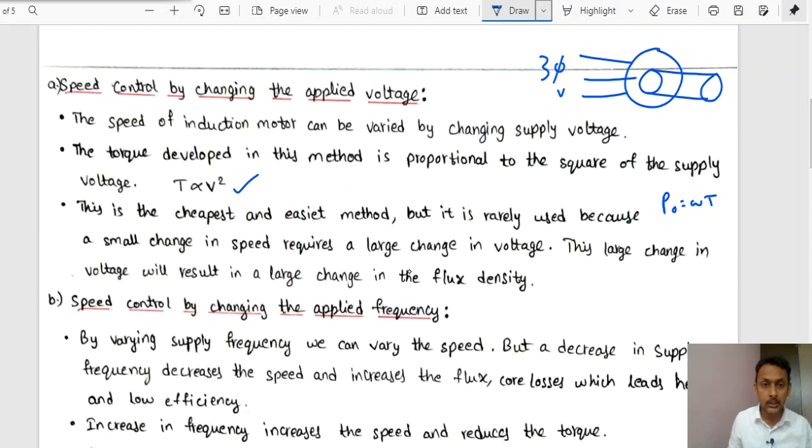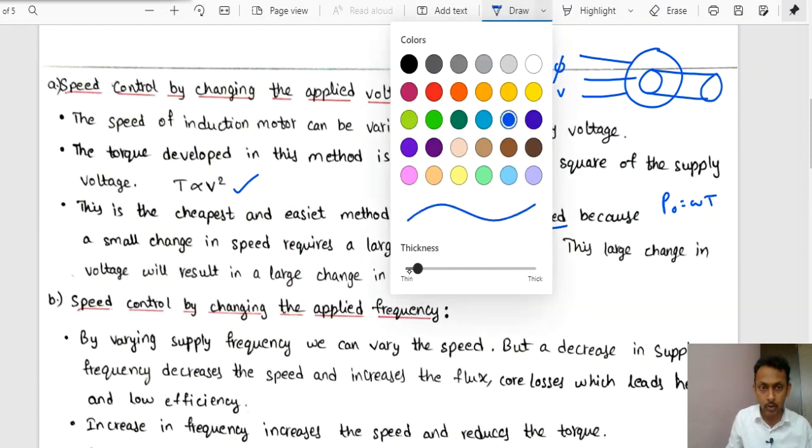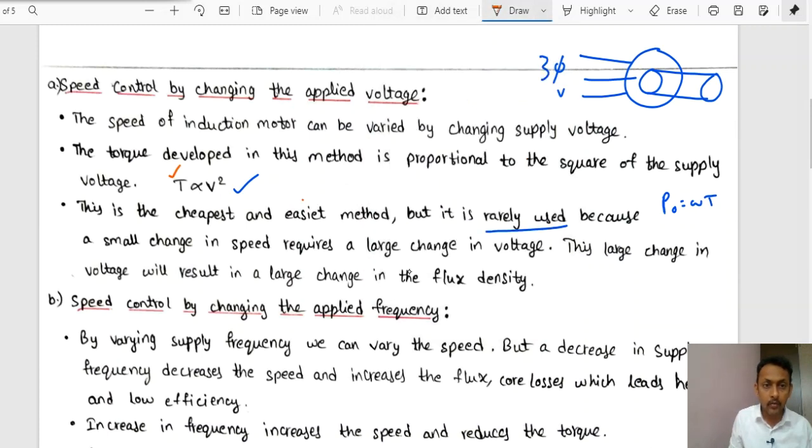Even though this is the cheapest and easiest method, it is rarely used. This method is rarely used because for a very small change in speed, a very large change in voltage is required. This large change in voltage will in turn result in a large change in the flux density. But the key point in speed control by changing the applied voltage is that the torque developed is directly proportional to the square of the applied voltage, right?